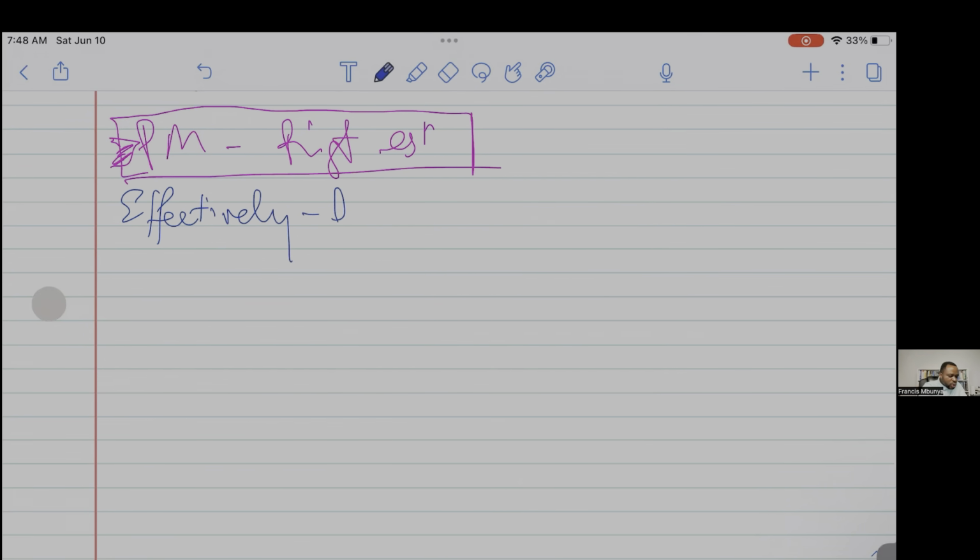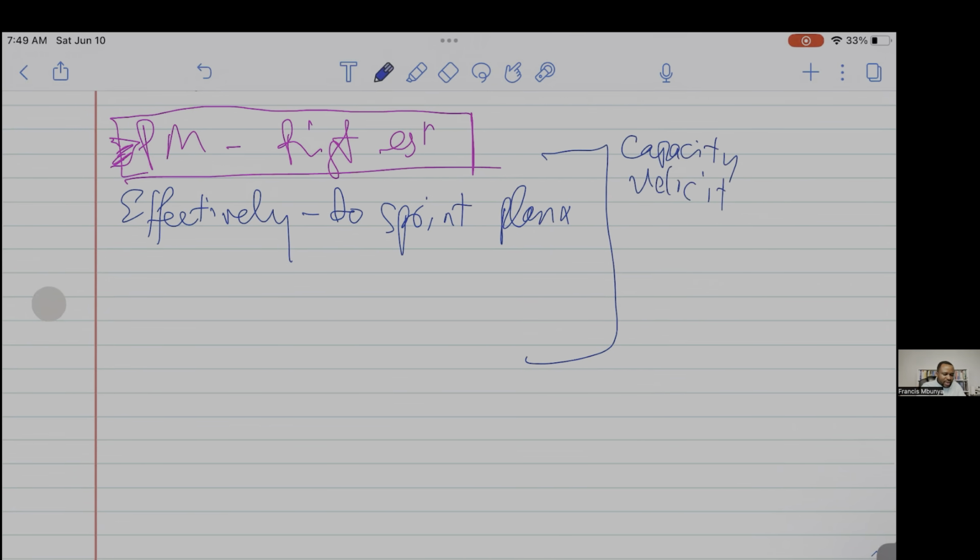Effectively do sprint or iteration planning, right? When I say effectively do sprint or iteration planning, we know that this comes with so many steps. This comes with understanding capacity, understanding velocity, understanding load, understanding estimation, right? Understanding facilitation, understanding communication, understanding retro, and all of this, everything included.